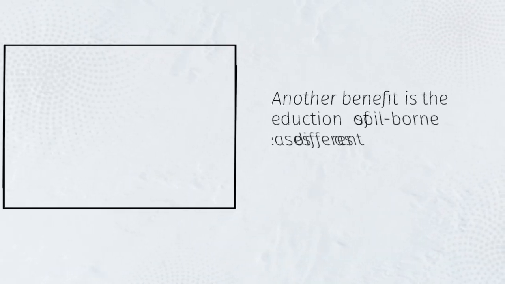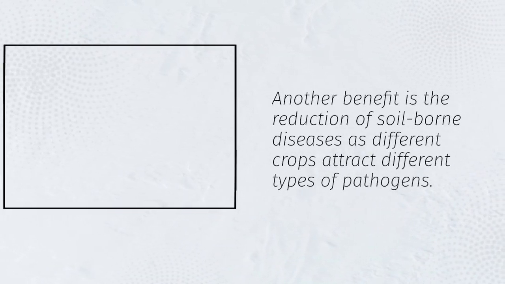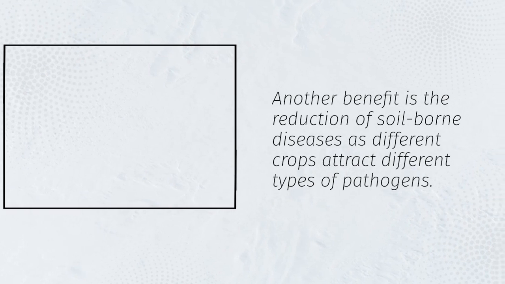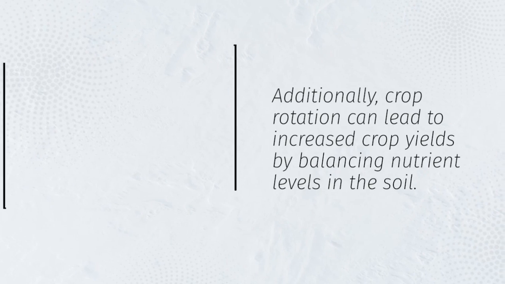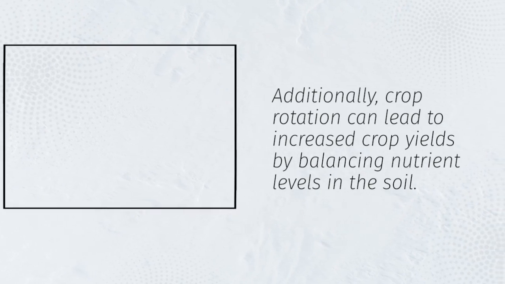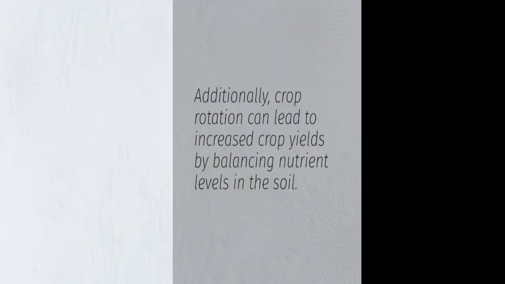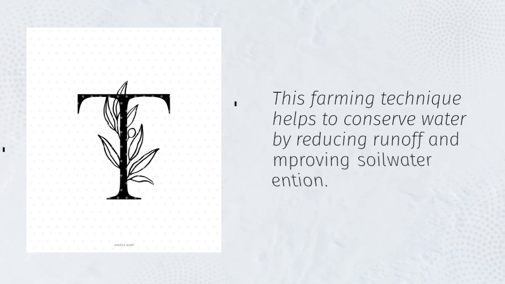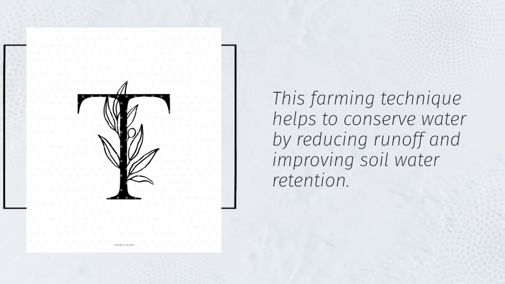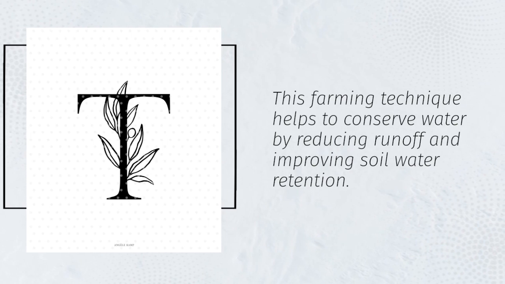Another benefit is the reduction of soil-borne diseases as different crops attract different types of pathogens. Additionally, crop rotation can lead to increased crop yields by balancing nutrient levels in the soil. This farming technique helps to conserve water by reducing runoff and improving soil water retention.